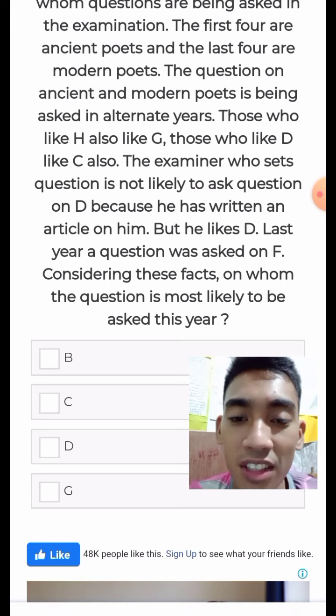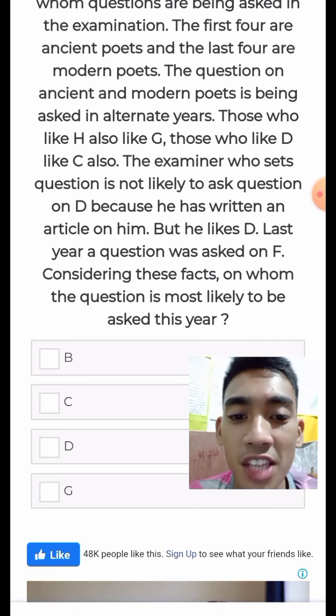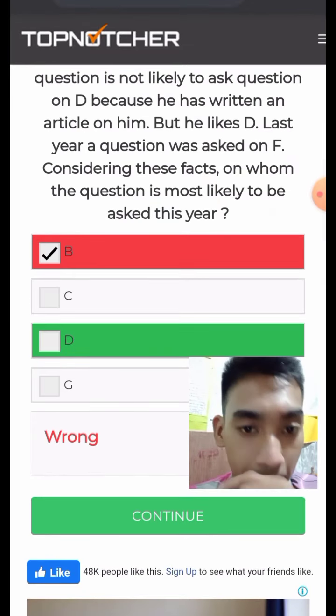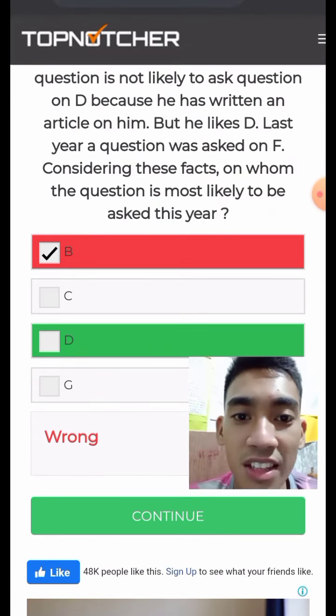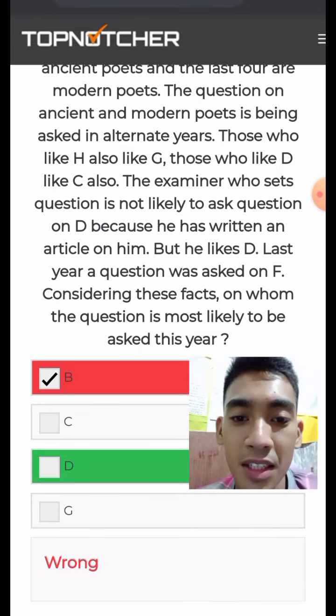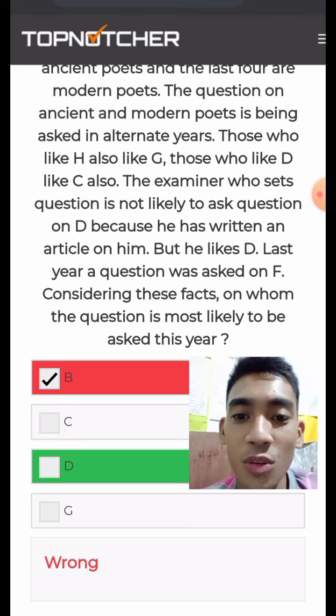G is a modern poet. The previous year, a modern poet was asked. So therefore, obviously, it's B. Let's try. Okay. It's letter D. Considering these facts, on whom is the question most likely to be asked this year? The examiner who sets the question is not likely to ask a question on D because he has written an article on him, but he likes D.